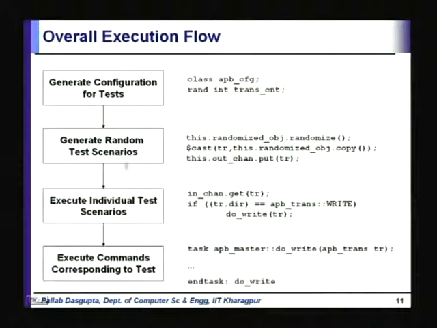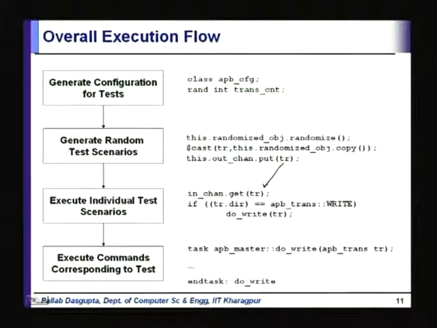What is this output channel of the random generator? It is the channel which connects this with the test layer, rather the transaction layer. So in the transaction layer, it is getting that. This is being passed. This is putting it into the channel, and the out chain of this is the in chain of this. That is how they are bound.